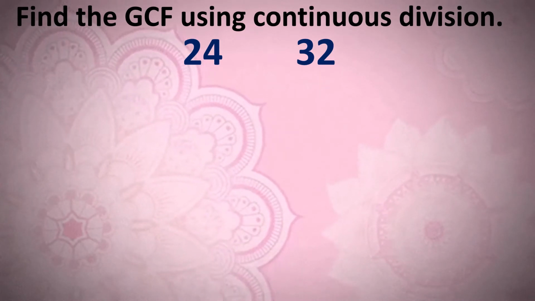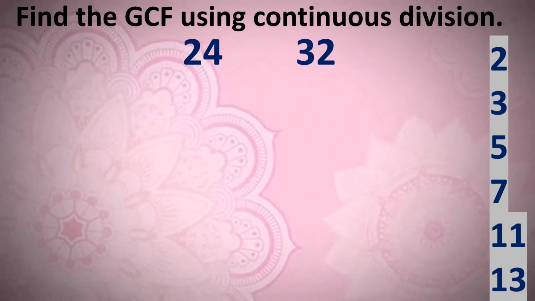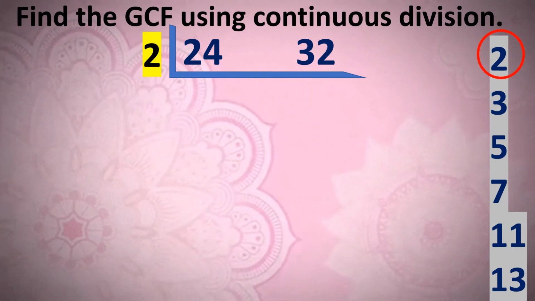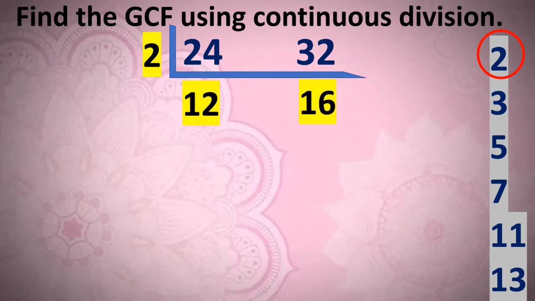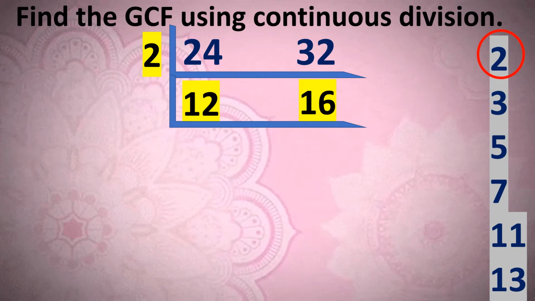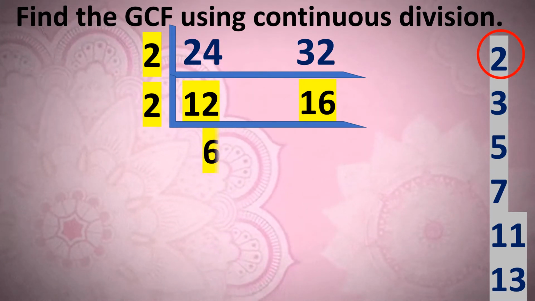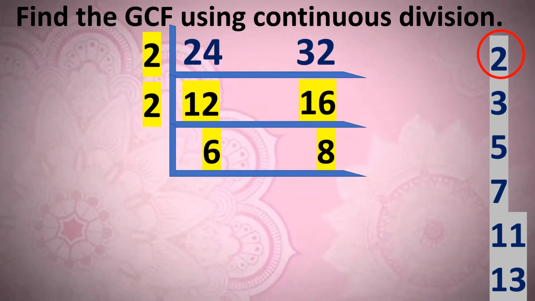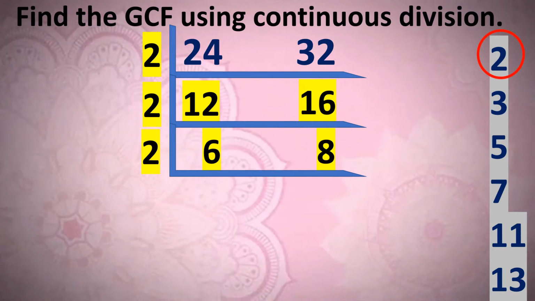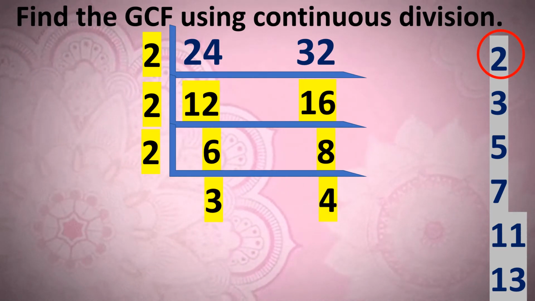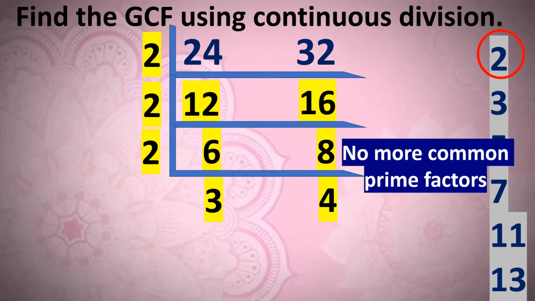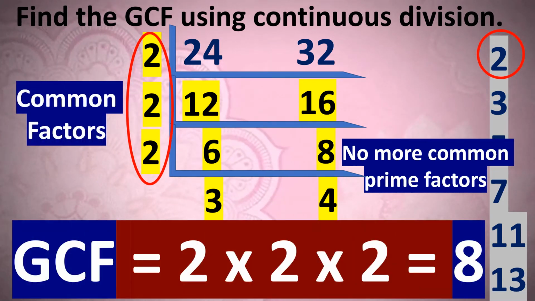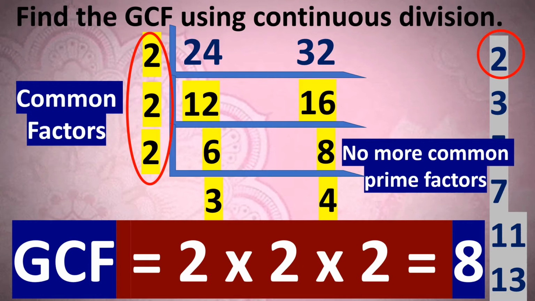Next numbers, 24 and 32. Okay, so 24 and 32 can be divided by 2, so I use 2. 24 divided by 2 is 12. 32 divided by 2 is 16. And also, 12 and 16 can be divided by 2, so 12 divided by 2 is 6. 16 divided by 2 is 8. And also, 6 and 8 can also be divided by 2, so 6 divided by 2 is 3. 8 divided by 2 is 4. So there is no more common prime factors. And the common prime factors are 2 times 2 times 2. And the GCF now is equal to 8.